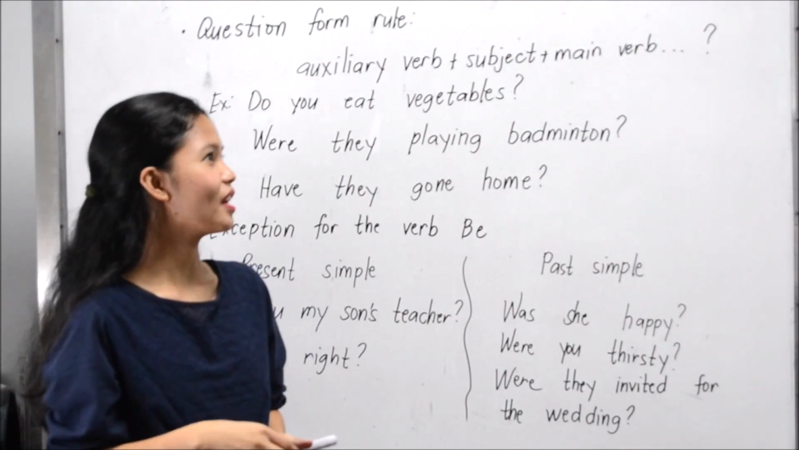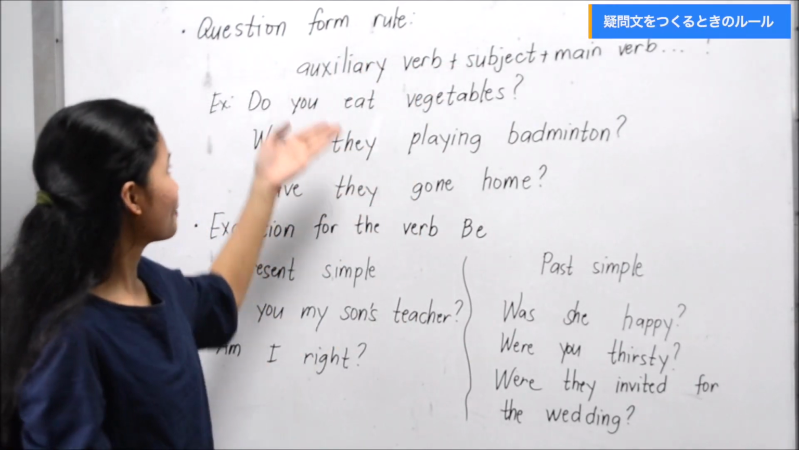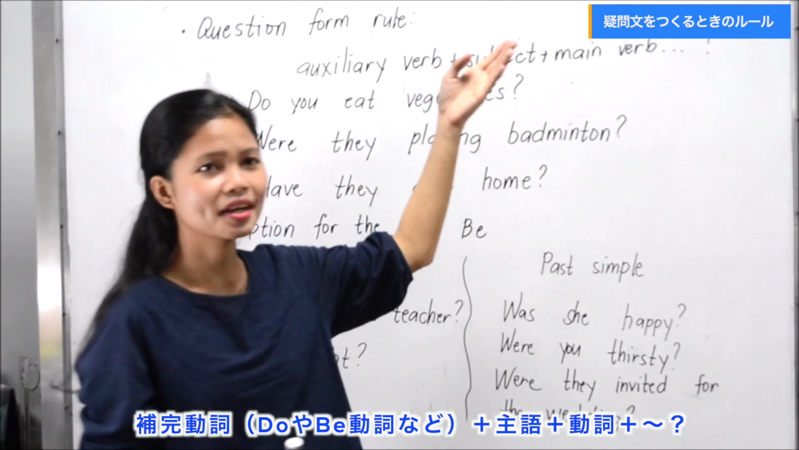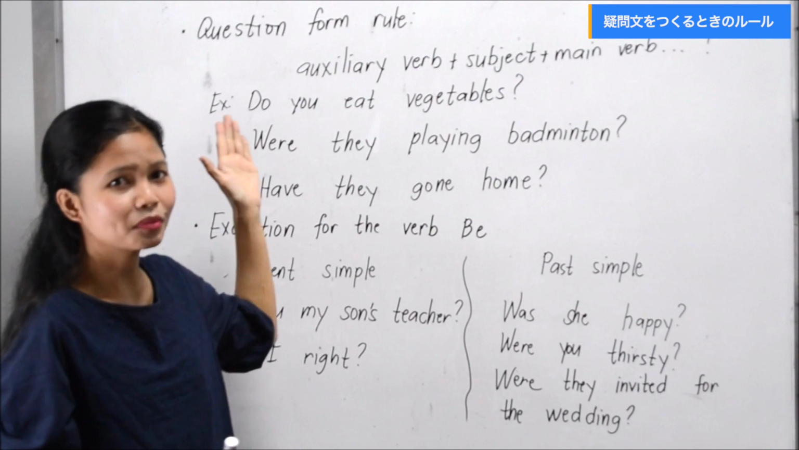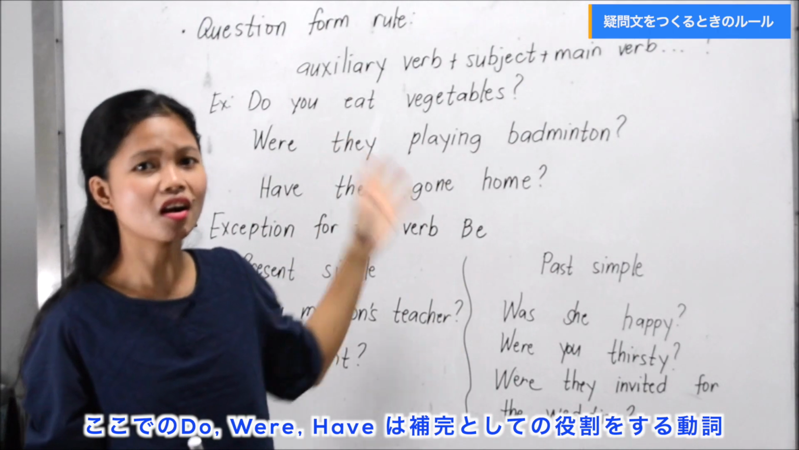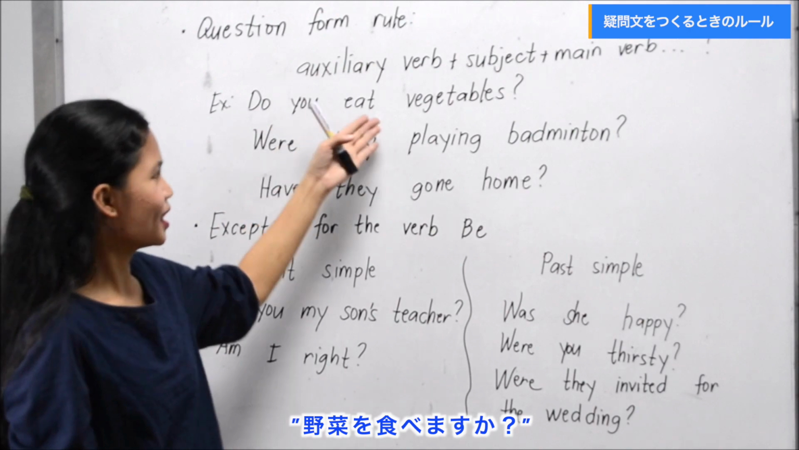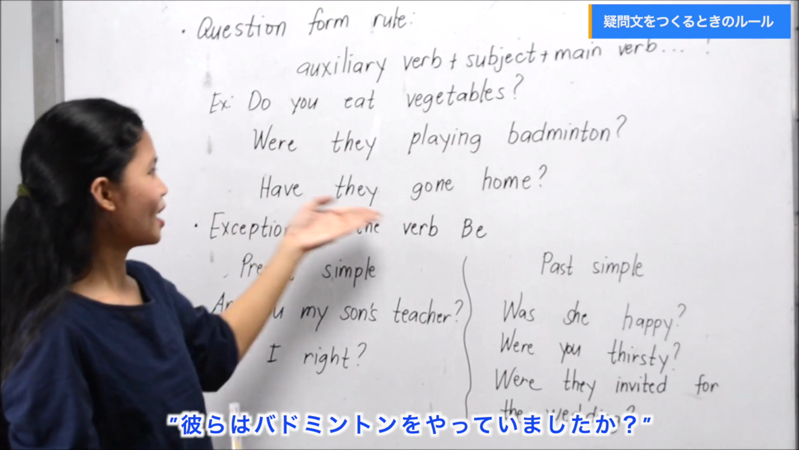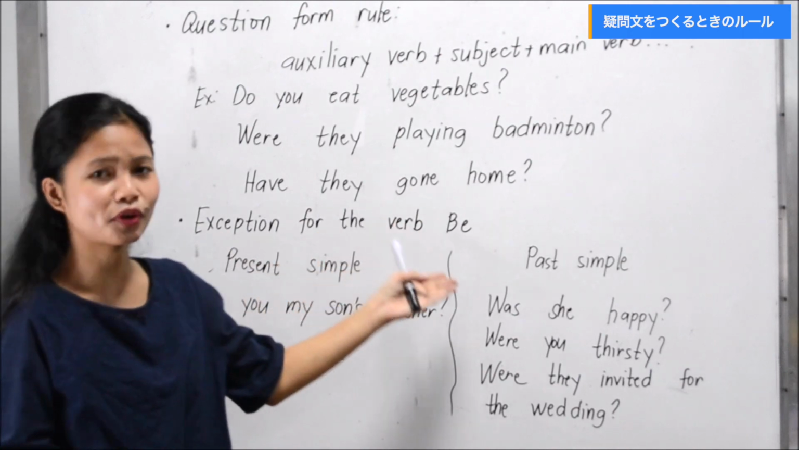Now let's have the question form rule using the auxiliary verbs. Here is the structure. We have the auxiliary verb plus the subject plus the main verb. Here are the examples. Do, were, have. They are examples of auxiliary verbs. Let's have the sentences. Do you eat vegetables? Were they playing badminton? Have they gone home?